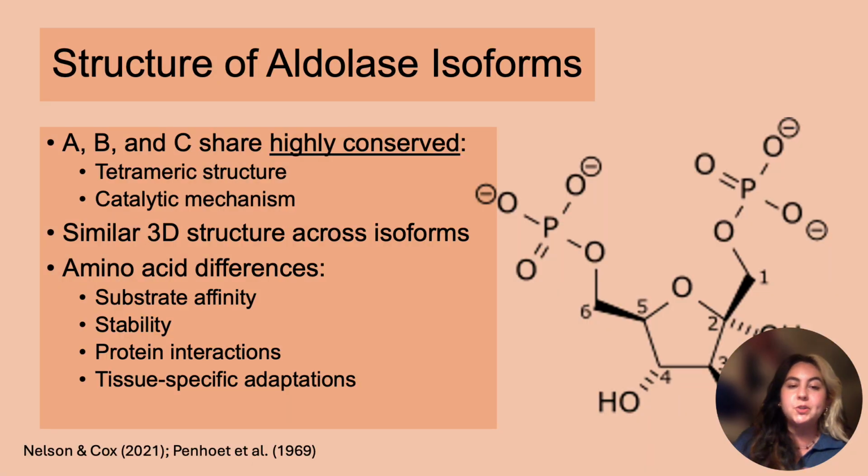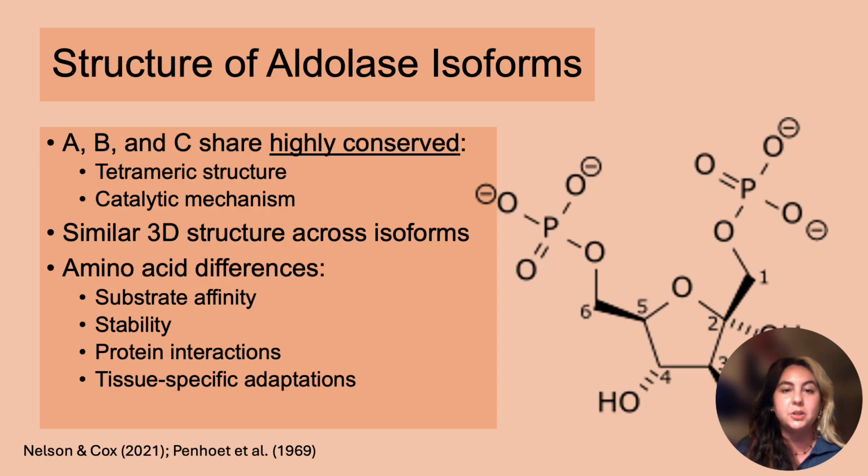A little bit about the structure of these different isoforms. A, B, and C are going to share highly conserved tetrameric structures and that original catalytic mechanism. Each subunit of the enzyme is going to contain a conserved catalytic site. That active site contains one lysine residue that forms that Schiff base intermediate that we mentioned earlier.